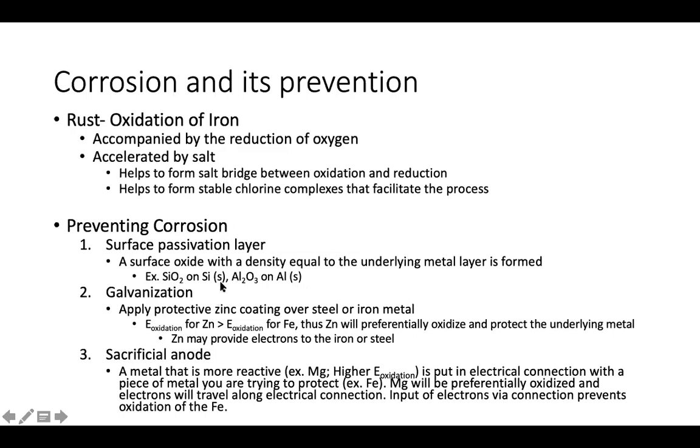The second method is through galvanization. Here we're going to apply a zinc coating over either steel or iron metal. The reason we do this is that the oxidation potential of zinc is greater than the oxidation potential of iron and steel. Therefore, zinc will preferentially oxidize, and this will protect the steel or iron metal underneath from oxidizing.